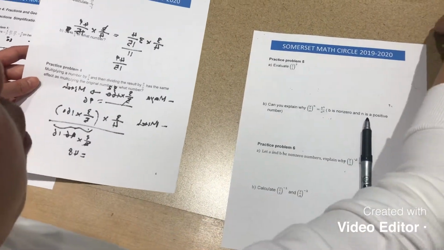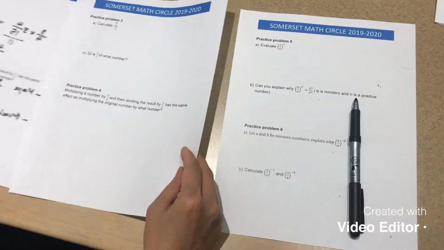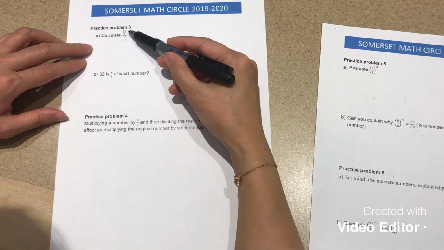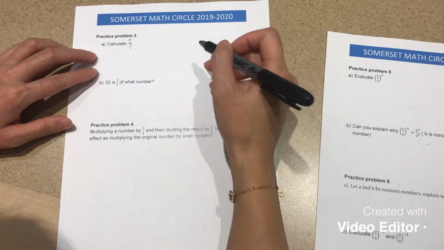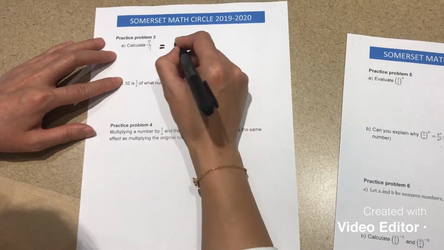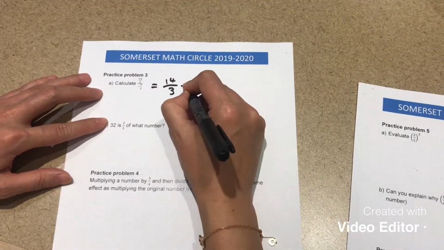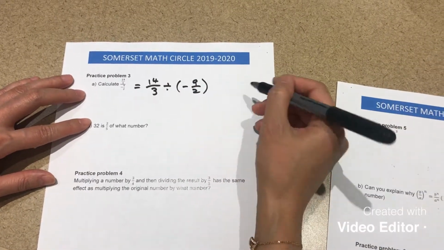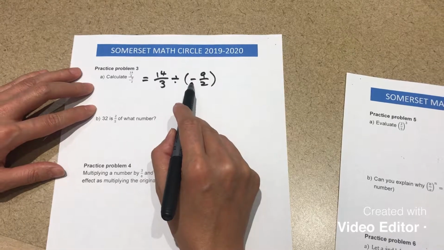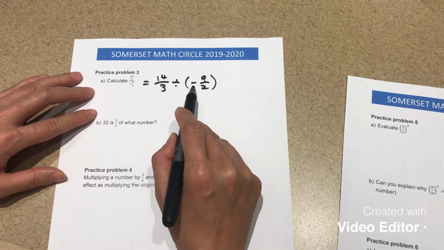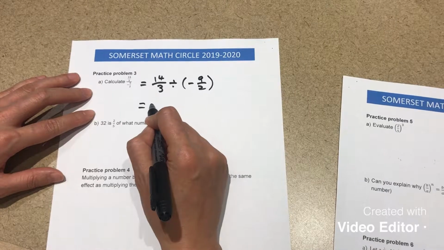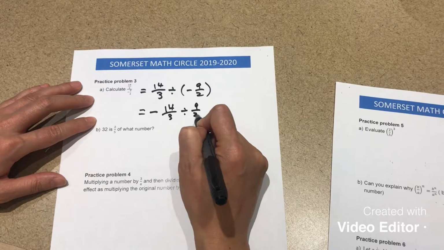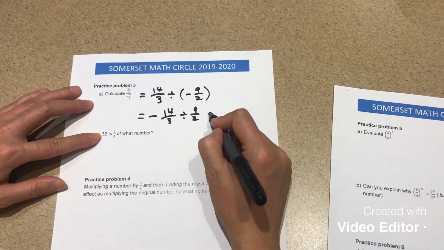Okay, problem number 3. Calculate 14 over 3 over negative 9 halves. So this one, 14 over 3 divided by negative 9 halves. Basically, a positive number over a negative number, we said 2 lectures before that the end answer is going to be a negative number. 14 over 3 divided by 9 halves. Division, we change that into multiplication.